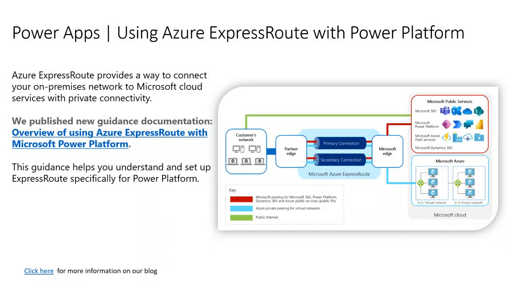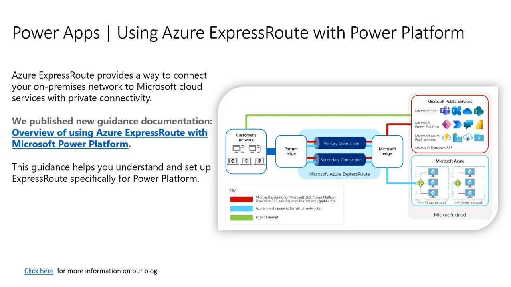All right. So the first tech tip that we have is around using Azure ExpressRoute with Power Platform. Azure ExpressRoute has been around for a while, but there's some new guidance in this documentation around using it specifically with the Microsoft Power Platform. If you're not familiar with it, the name of the service maybe doesn't quite indicate exactly what it is, but it really supports private connectivity to services built on top of Microsoft Azure. So things like Microsoft 365, Microsoft Power Platform, Dynamics 365, those kinds of things.